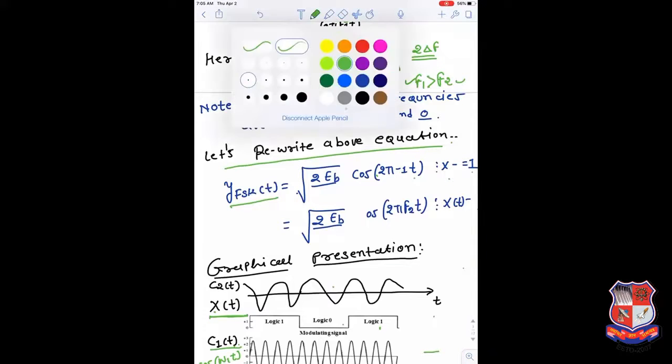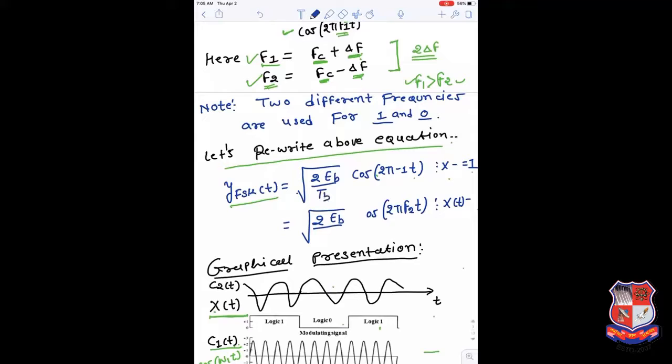So square root of 2 Eb by Tb here and square root of 2 Eb by Tb here, and this can be defined by cos 2 pi f1 t. So when you are transmitting this, the input bit would be equal to plus 1, so x of t would be plus 1. And whenever we are transmitting square root 2 Eb by Tb cos 2 pi f2 t, the input bit would be a 0.